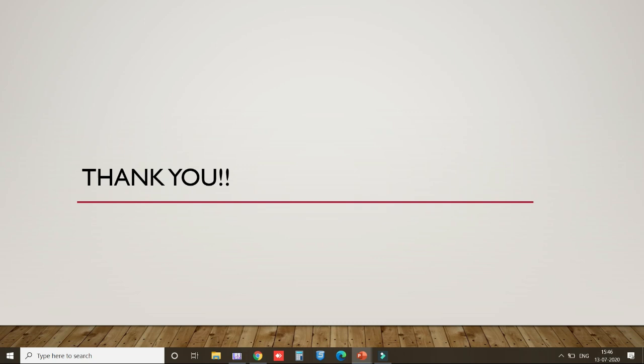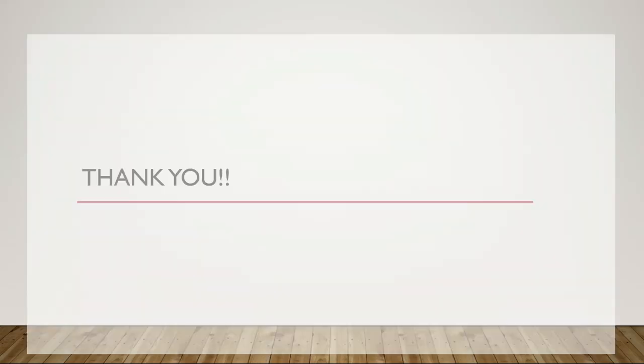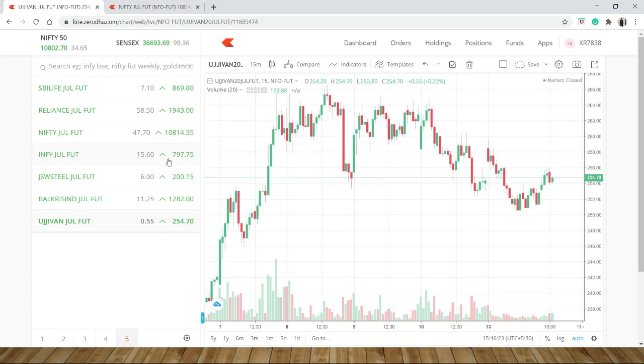So this is all about the buy and sell setup. Let's see an example of how we can buy when the buy call is generated and when the sell call is activated.